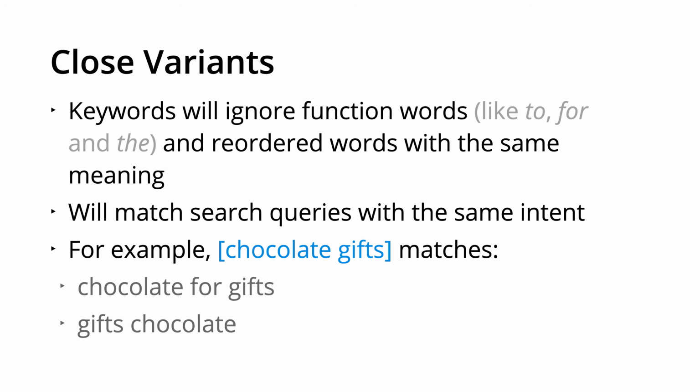And close variants will ignore function words like to and for, and when the words are reordered but retain the same meaning. Continuing our example of chocolate gifts, this exact match keyword could also mean our ads are displayed for people searching chocolate for gifts and gift chocolate. These are also considered close variants.